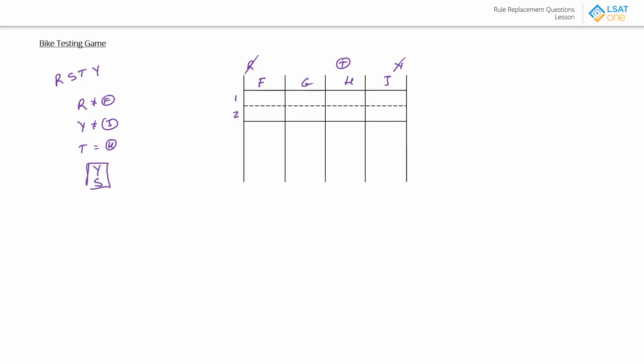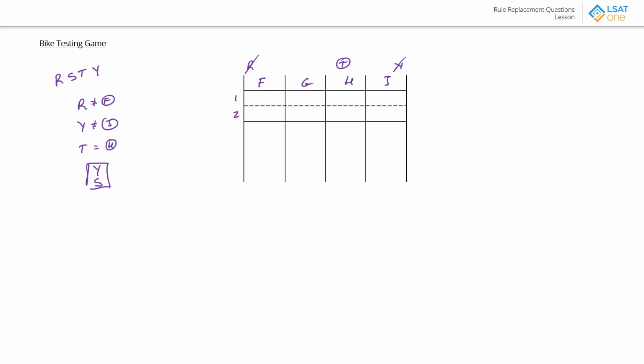And lastly, the last rule. For the record, this last rule is actually the reason that this setup ends up working out a little bit better. Because by setting it up this way, the last rule effectively just gives you this block. Whatever you have Y on day 1 is going to have to be tested by S on day 2. So you end up with this very clean YS block.